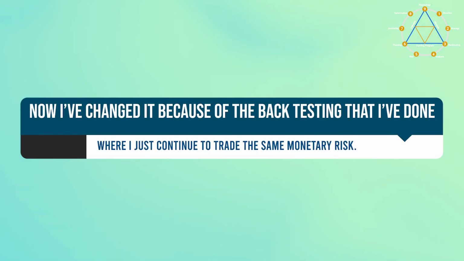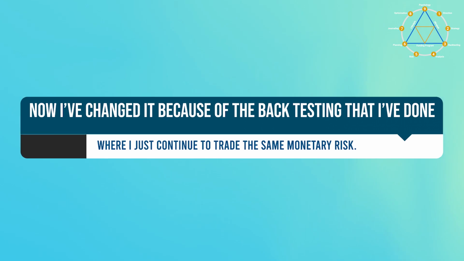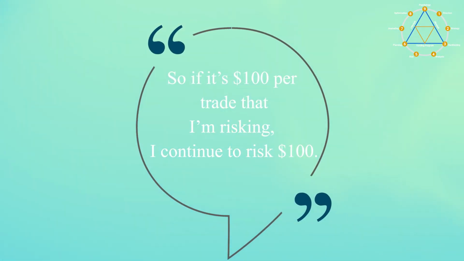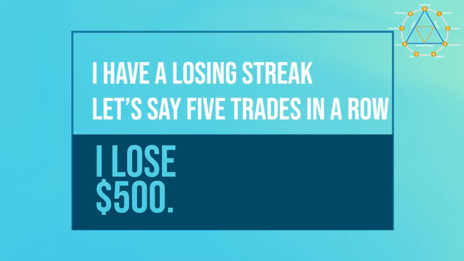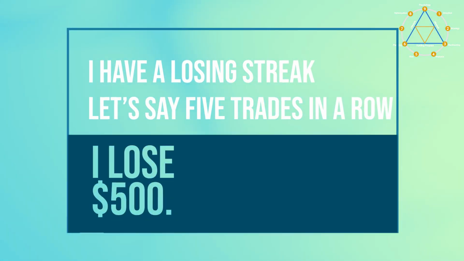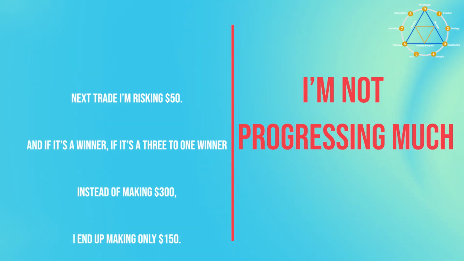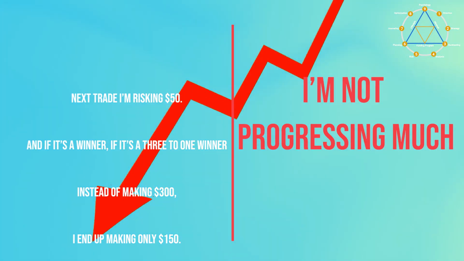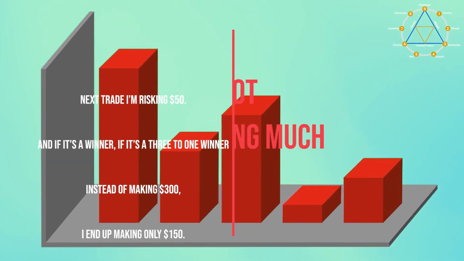Now I've changed it because of the backtesting that I've done, where I just continue to trade the same monetary risk. So if it's $100 per trade that I'm risking, I continue to risk $100. The reason I do this is because if I have a losing streak, let's say 5 trades in a row, I lose $500. Now, if I halve my risk, then the next trade I'm risking $50. And if it's a 3-to-1 winner, instead of making $300, I end up making only $150. Therefore, I'm not progressing much. I'm putting more risk on my losers, yet less risk on my winners.